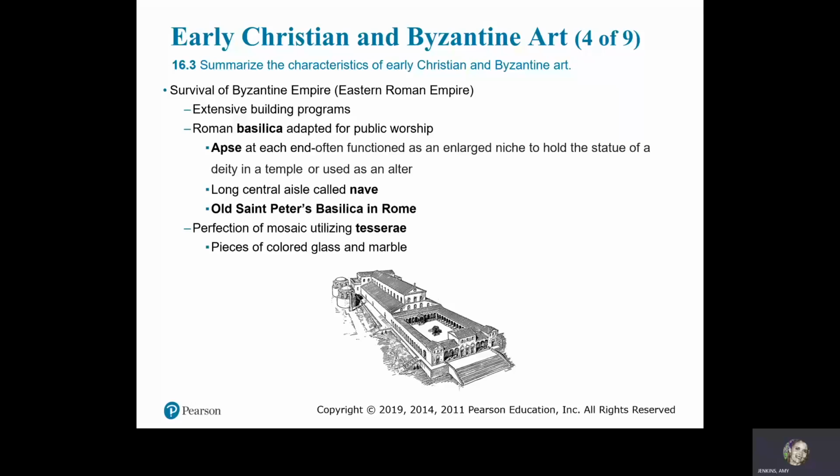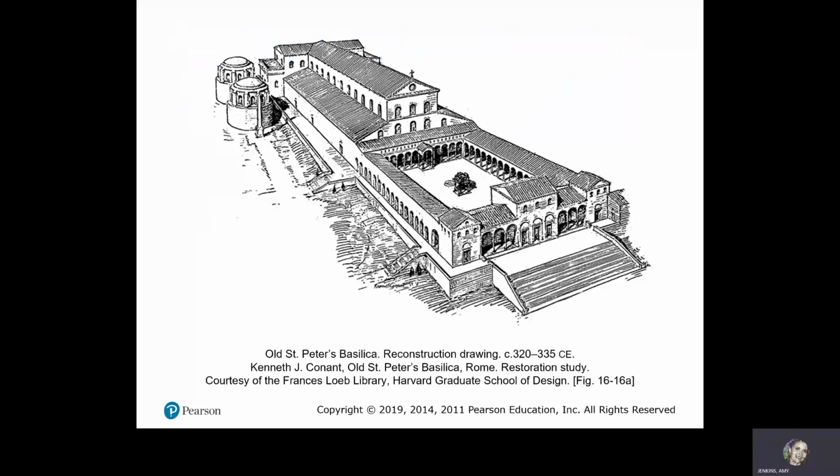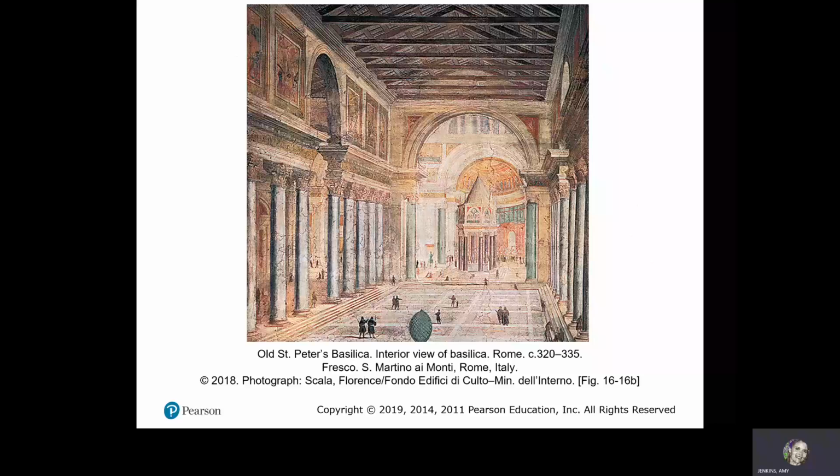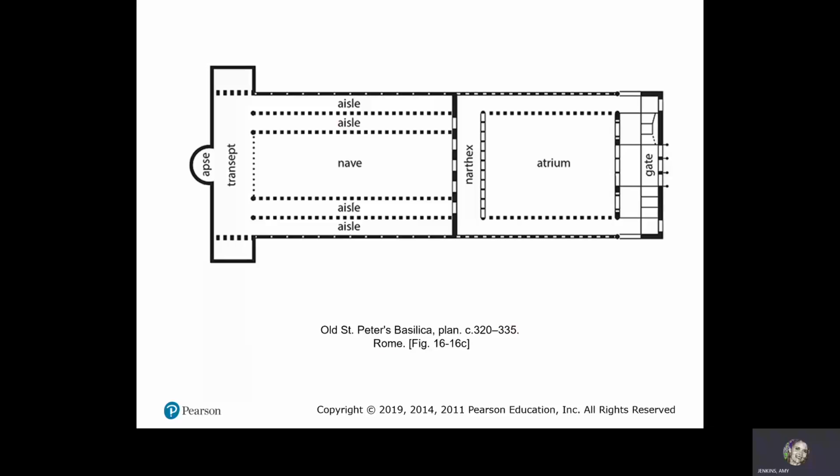The perfection of mosaic utilizing tesserae occurred here. They are pieces of colored glass and marble used to make artworks. Here is a bigger reconstruction drawing of the old St. Peter's Basilica, circa 320 to 335 CE. Here's an interior view from an artwork, a fresco. Here's the plan showing a central nave flanked by 2 aisles on each side.